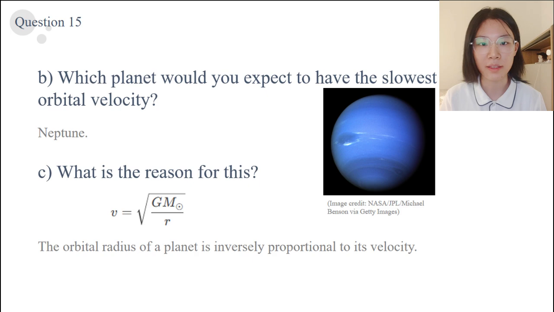Mercury is the planet with the smallest orbital radius in the solar system, about 0.39 AU. Therefore, its orbital speed is the fastest. The planet with the largest orbital radius in the solar system is Neptune, whose orbital radius is about 30 AU, so its orbital speed is lowest.